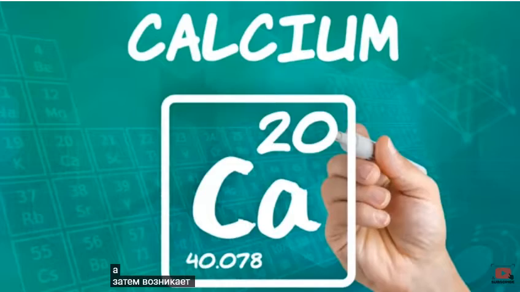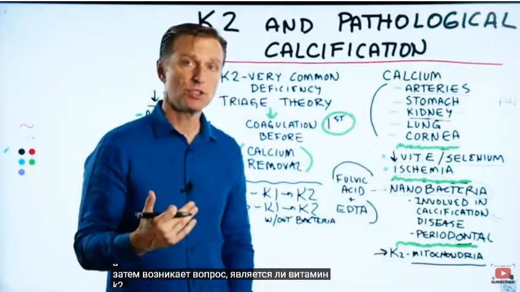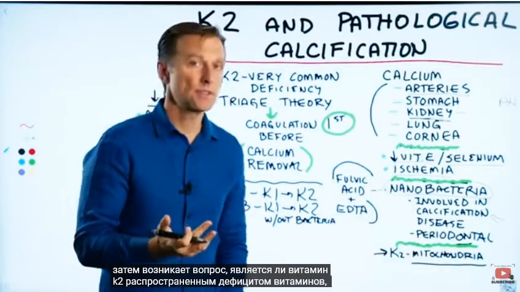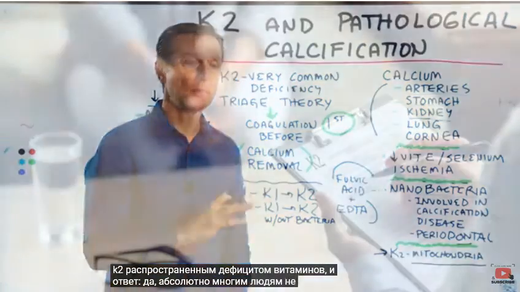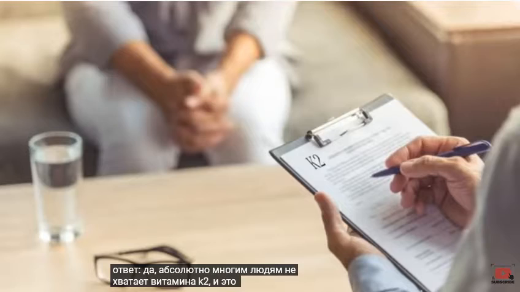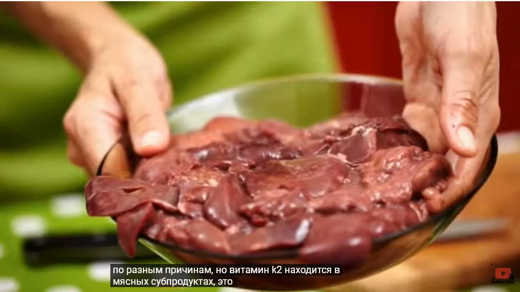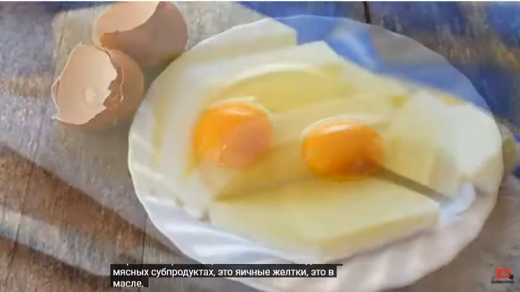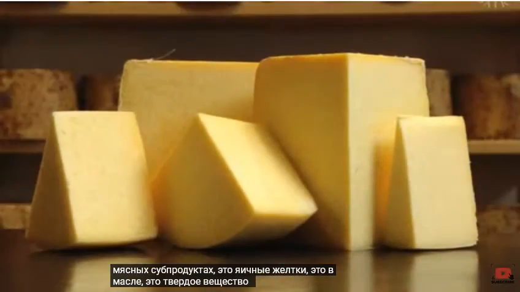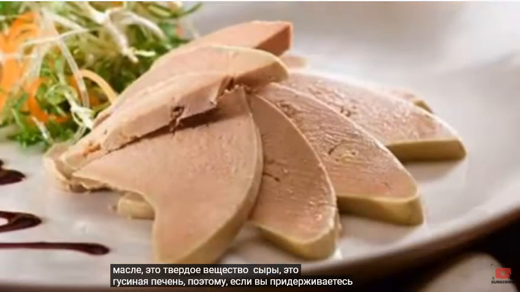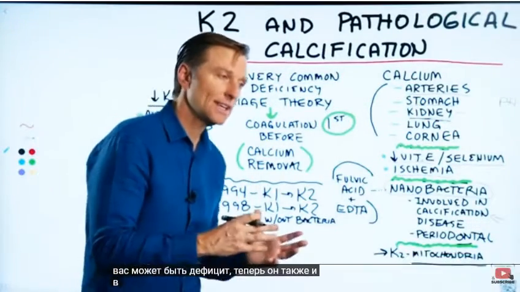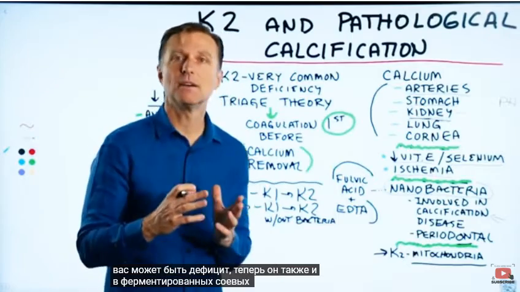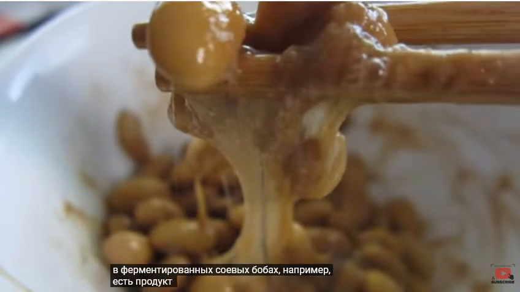And then comes up the question, is vitamin K2 a common vitamin deficiency? And the answer is yes, absolutely. Many people are deficient in vitamin K2, and it could be for various reasons, but vitamin K2 is in organ meats, it's in egg yolks, it's in butter, it's in hard cheeses, it's in goose liver. So if you're on a low-fat diet, you may be deficient. Now, it's also in fermented soybeans, for example. There's a product called natto.